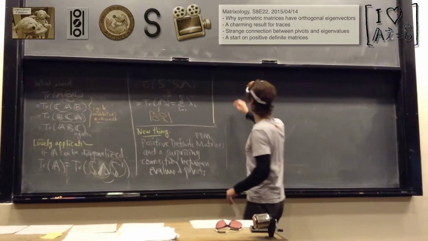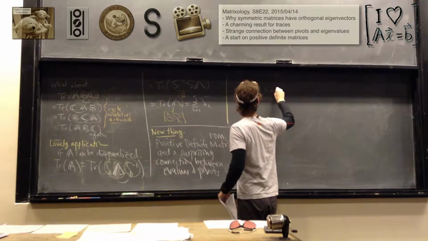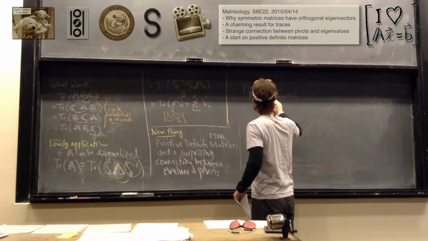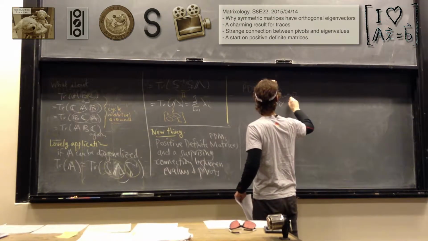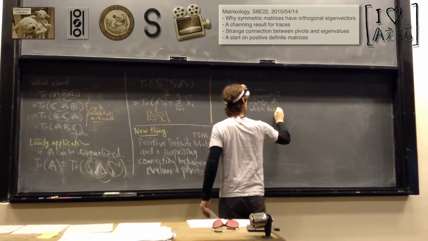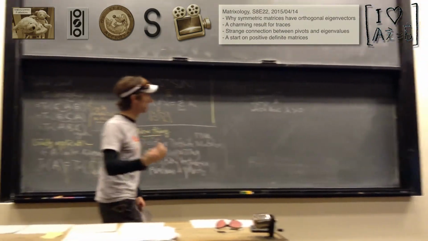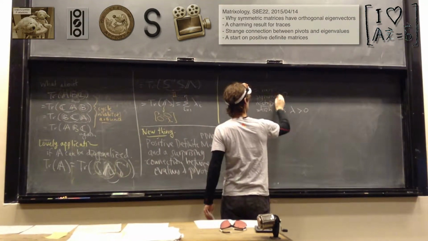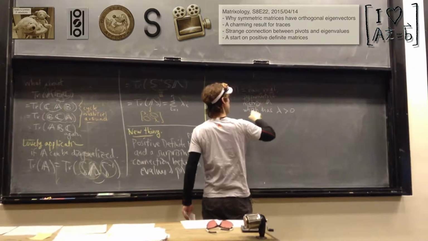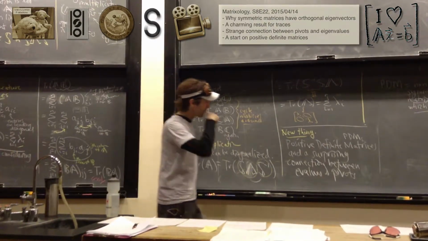So, what's a PDM? A PDM is an n by n symmetric matrix. You may wonder why these things are here. I'm not going to tell you for a while. A which has all eigenvalues, so we know they're going to be real, all lambda greater than 0. Symmetric says they're real. So n by n, real, symmetric matrix A, which has all its eigenvalues greater than 0. Alright, that's a PDM.